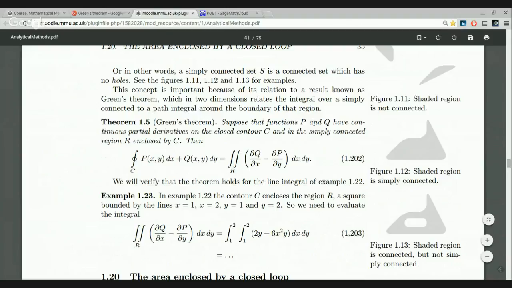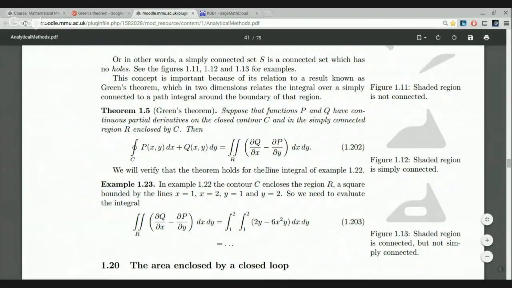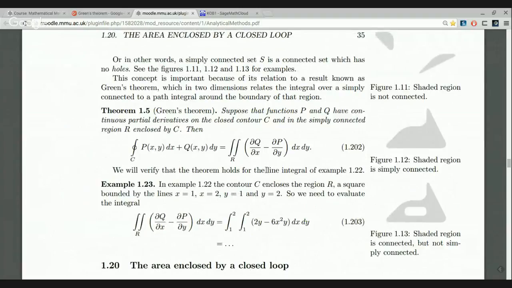So let's have a look at the statement of Green's theorem. It won't be a completely rigorous proof, but I'll give a fairly strong sketch of the proof, which has the main important ideas in it, and then we'll look at some applications of it.